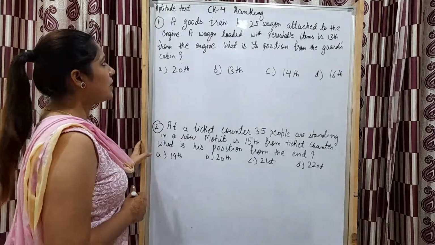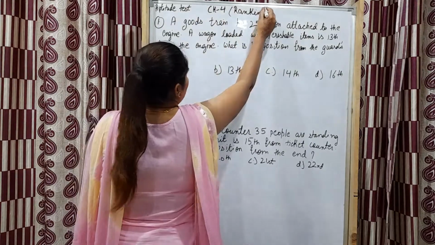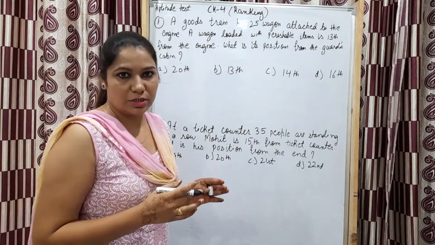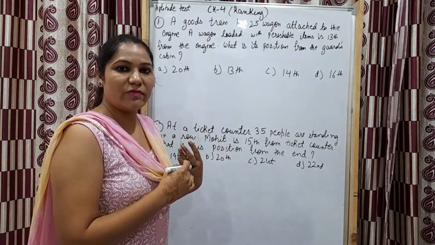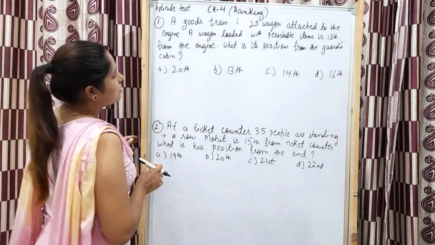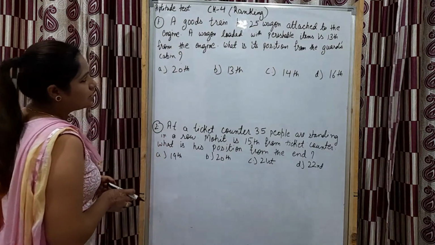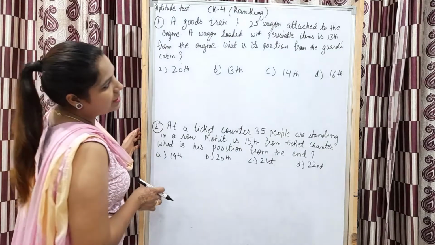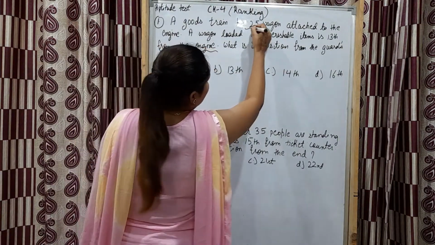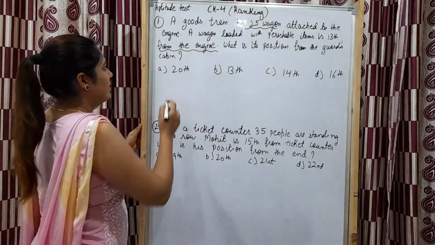Now we will do chapter 4, ranking, of the aptitude test book. Ranking means we have to tell the rank, what is the position, whether it's from the starting point or from the last end point. Now in the first question, a goods train has 25 wagons attached to the engine. A wagon loaded with perishable items is 13th from the engine. Total wagons are 25. What is the position from the guard cabin?